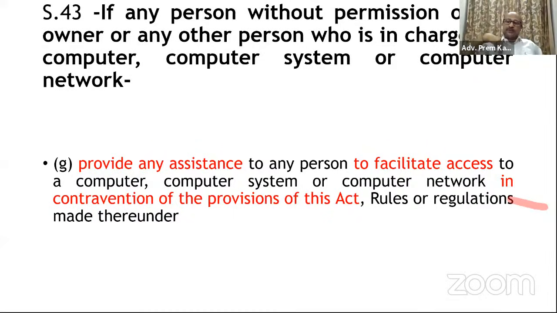So what has been my role? My role is providing assistance to facilitate access. So I could be booked under 43G for providing assistance. I just gave an example. I could give you multiple examples on various issues which could amount to providing assistance. But in a simple way, I've said that it could be a situation where you shoulder surf, gain information, pass it over to somebody, and he perpetrates the attack.